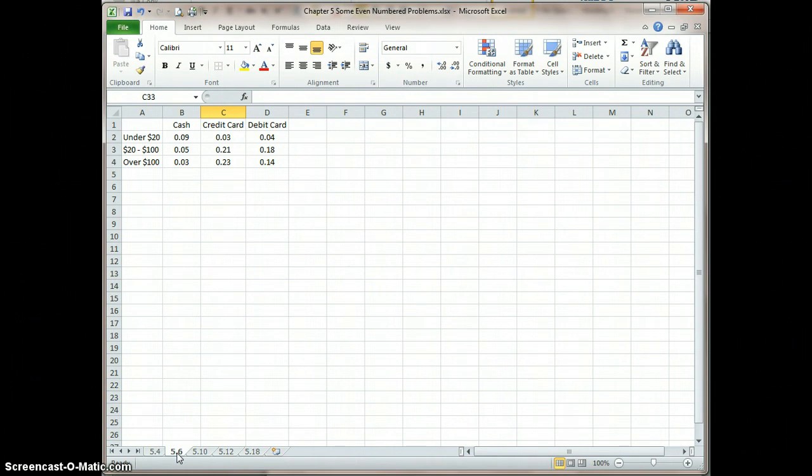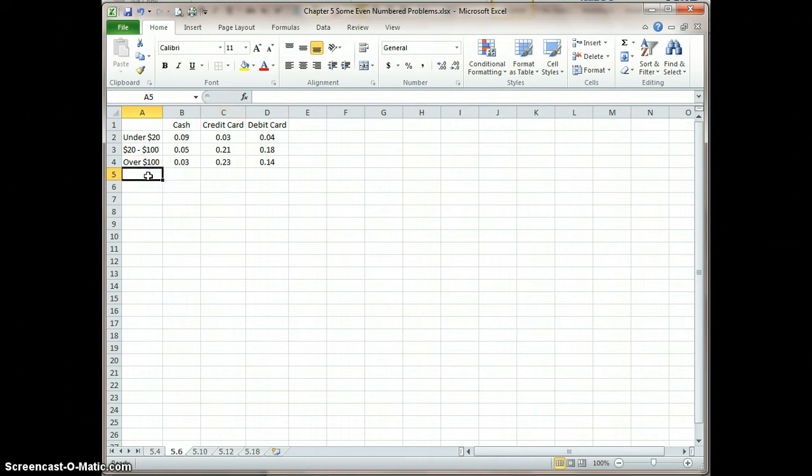And why don't I do 5.6 as well? In this case, we've got a department store that's analyzed most of its recent sales and determined the relationship between the way the customer paid for the item and the price category. So we've got the prices listed here in rows 2, 3, and 4, and then whether it was cash, credit card, or debit. Those percents are all listed right there on 5.6 on page 76 of your book.